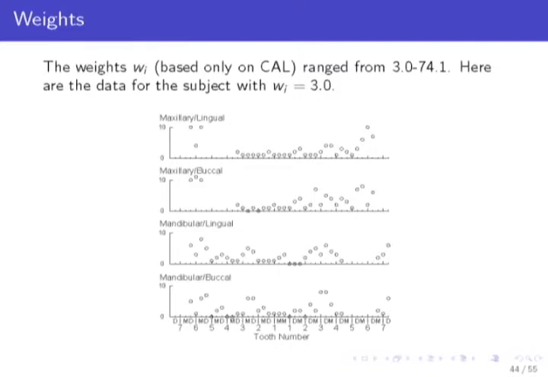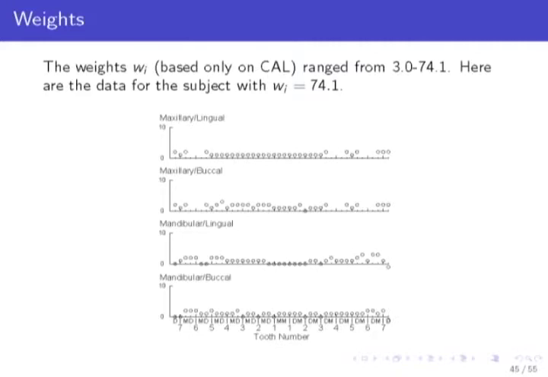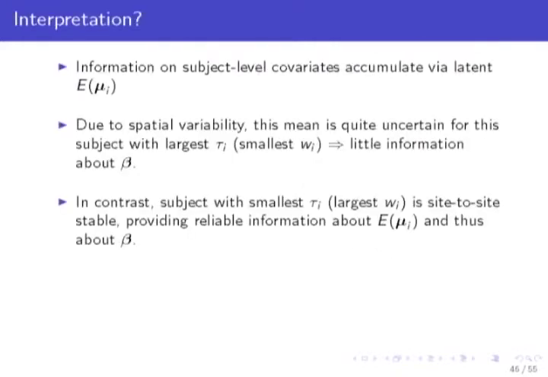This is how the plots of the posterior of beta look for the subject with the smallest weight. This is the plot for the subject with the largest weight, 74.1. What does it mean? The information on the subject-level covariates accumulates via the latent process expected value of mu y. Due to spatial variability, this mean is quite uncertain for subjects with the largest tau, that is, the smallest w. Now tau is inversely proportional to w.